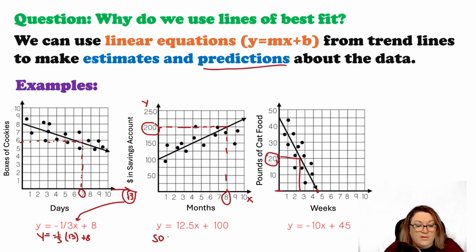So 500 equals 12.5 times X plus 100. And once we solve this equation for X, we'll know how many months it's going to take us to save up the $500, right? So the first thing we would do is get rid of the 100. This is just solving an equation. If you don't remember how to do that, you can rewatch the equation videos that I made for you guys. And when I subtract the 100 from this side of the equation, I get 400.